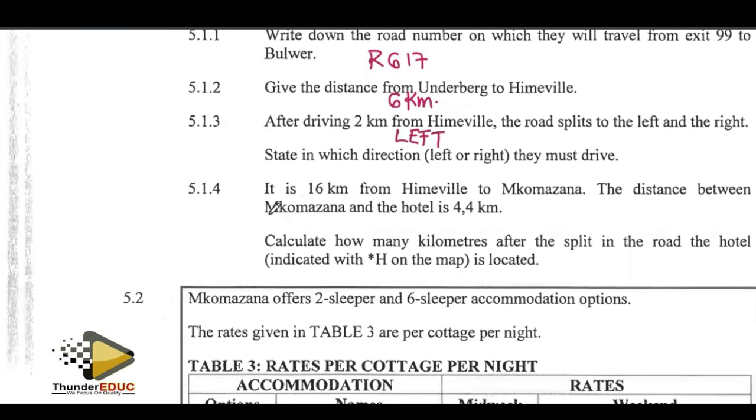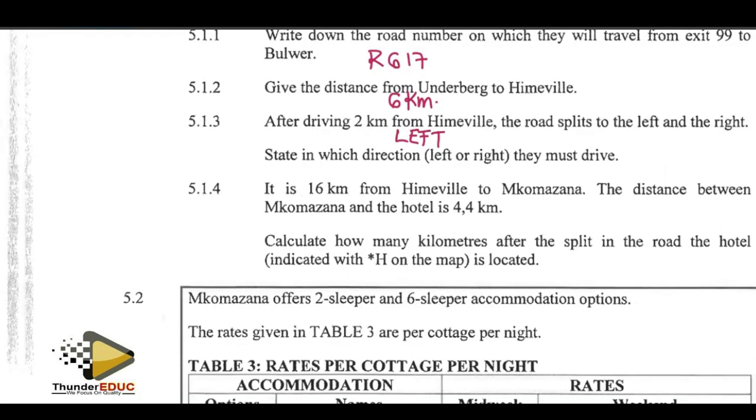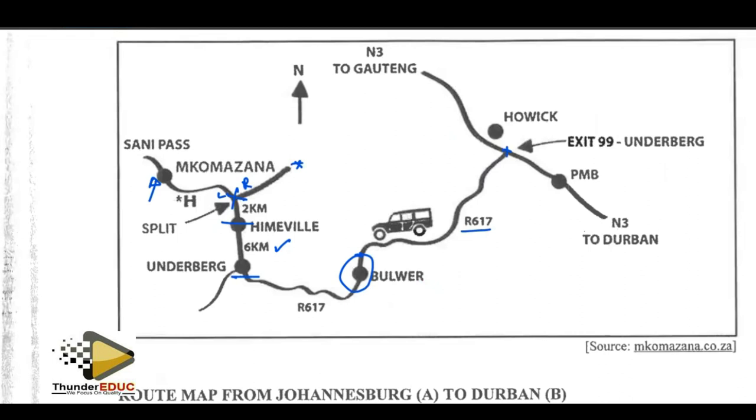5.4. It is 16 kilometers from Hanbury to Makosi. The distance between Makosi and the hotel is 4.4 kilometers. How many kilometers after the split in the road is the hotel indicated? Okay, let's go there and we see. They are telling us the total distance. The total distance from Hanbury to Makosi is 16. That's the total distance, 16.